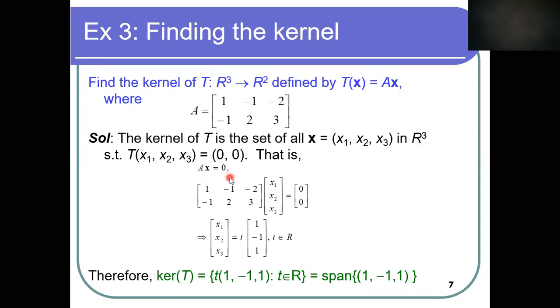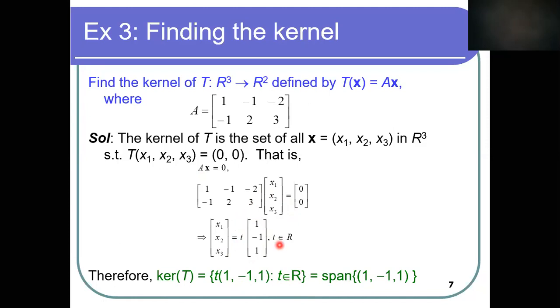So I put Ax equal to 0 and then solve this, where x is from the domain. The domain consists of 3 elements because it is R3, so x1, x2, and x3, and the range is R2, so the 0 vector in this R2 is (0, 0). I solved this and I have only one free variable, and here you can see the kernel of transformation is just this column vector, which I placed over here. So this is the kernel of transformation, which is non-zero.